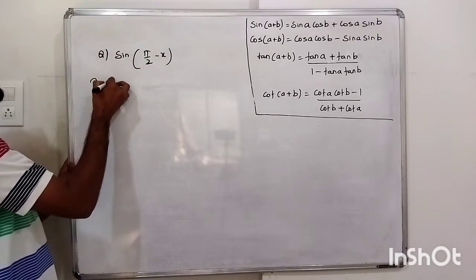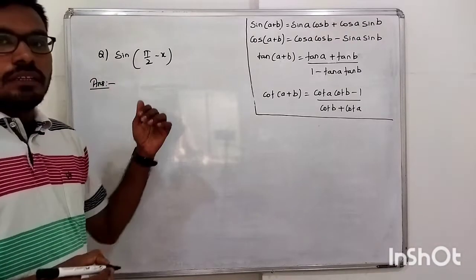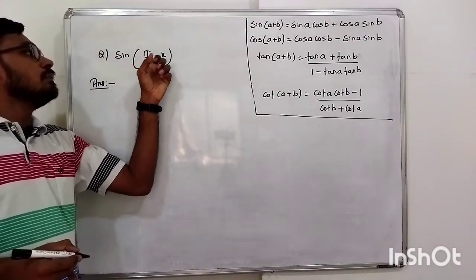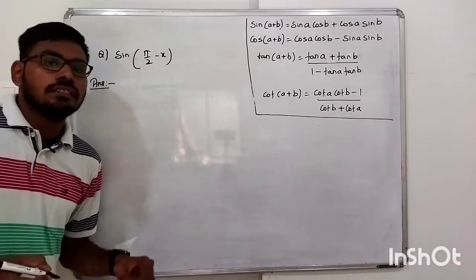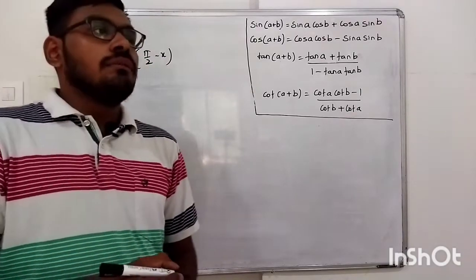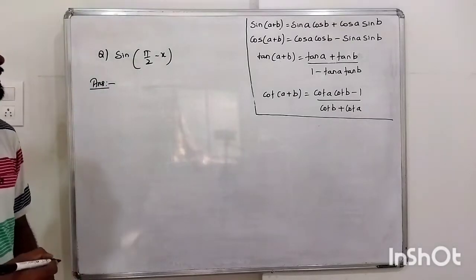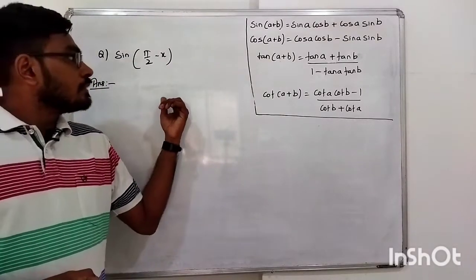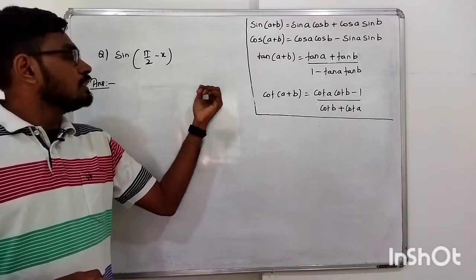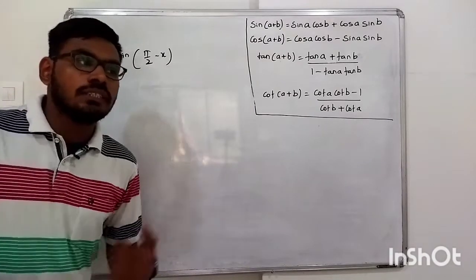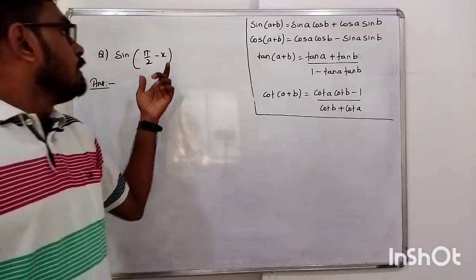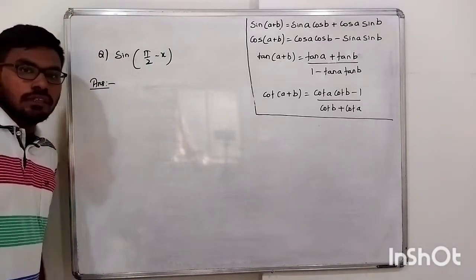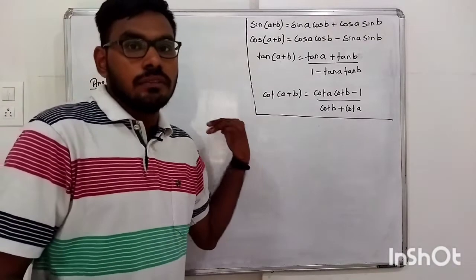You all already know that sine of pi by 2 is what? Pi by 2 means 90 degree. Sine of 90 degree minus x, and sine 90 minus x is cos x. That we already studied in 10th standard. For complementary angles, sine of 90 minus x is cos x, cos of 90 minus x is sin x. So we'll prove this here, and we'll do some more examples like this. Then I'll show you one shortcut for this.